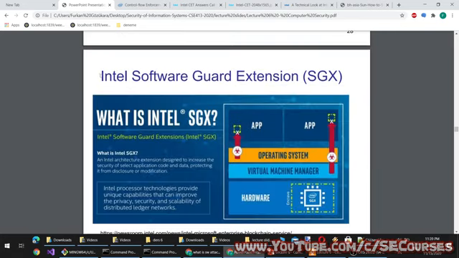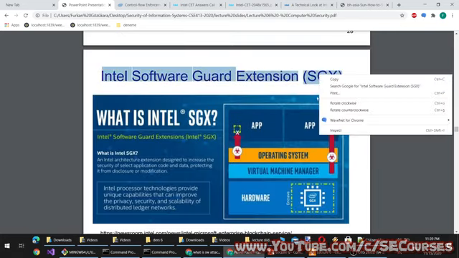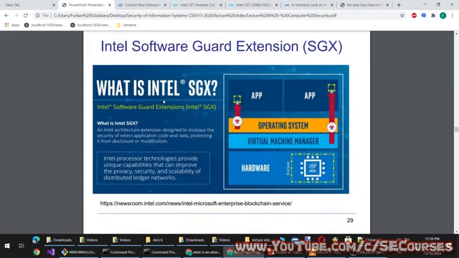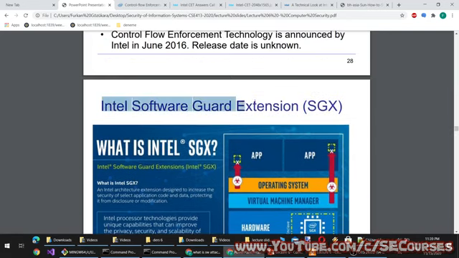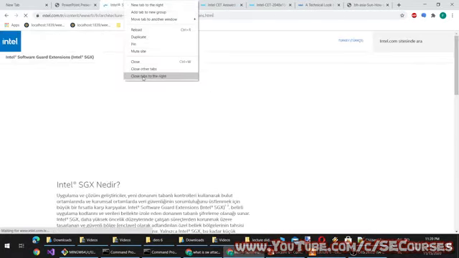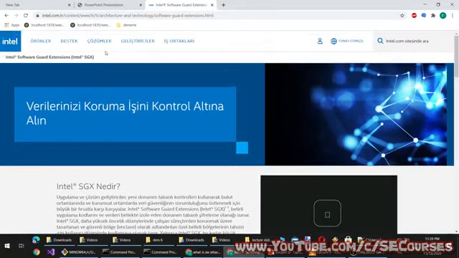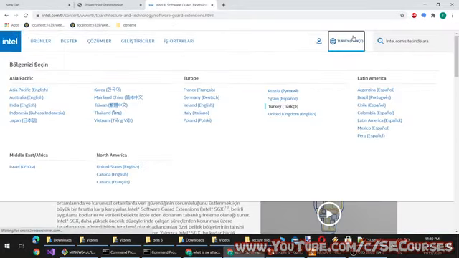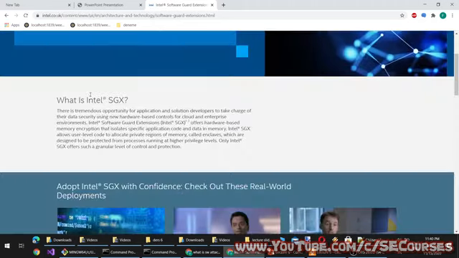Okay, we have read this Intel Software Guard Extension. And let's see what this is. I need to make this English.